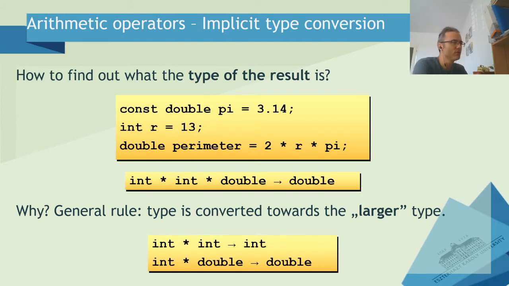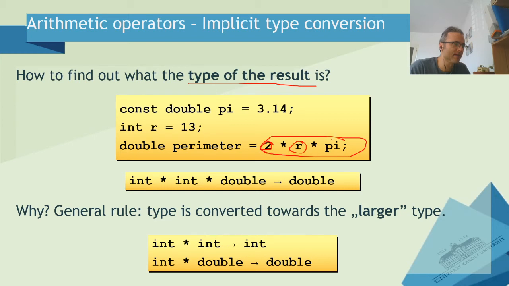Okay, when you use those arithmetic operators, there is a topic we have to talk about, which has something to do with types. Of course, you must really know what the type of the result will be. Let's check out this expression here. We use multiplications twice. The type of 2 is an int. R is an integer.